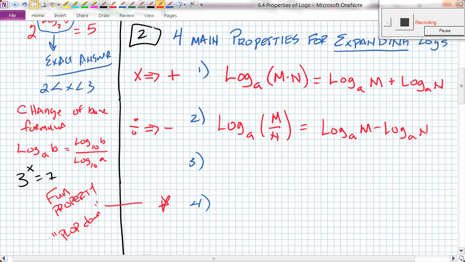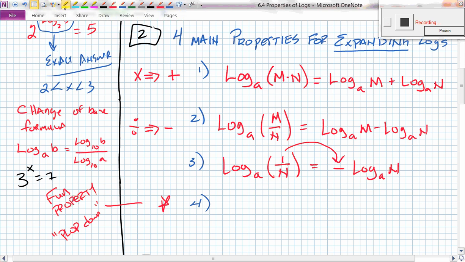It is super crazy. Number 3, the reciprocal property. Log base a of 1 over something becomes the negative of that. So log base a of n. So reciprocal becomes a negative. These are like super strange. Never seen anything so weird before.